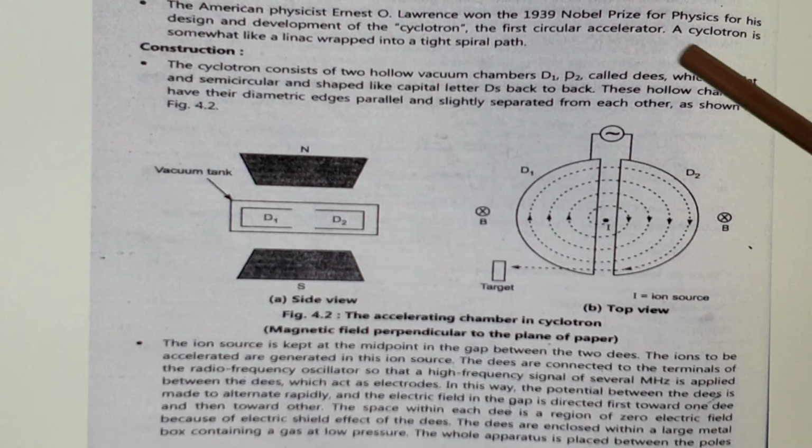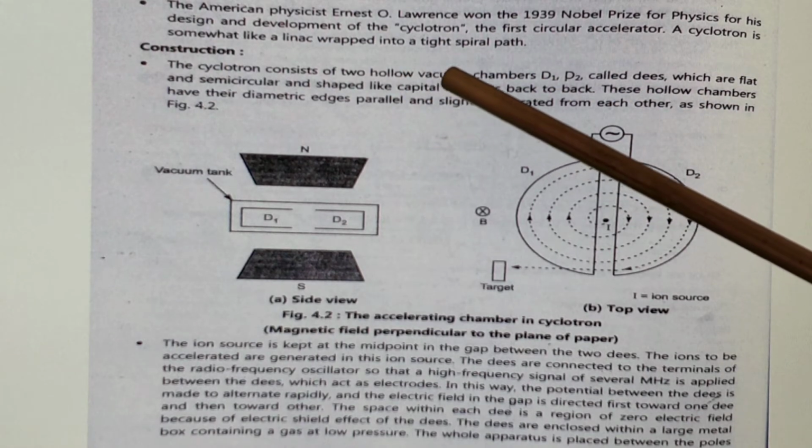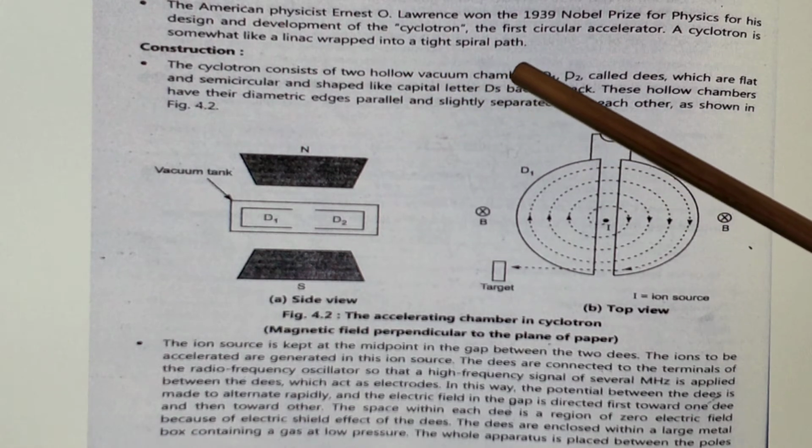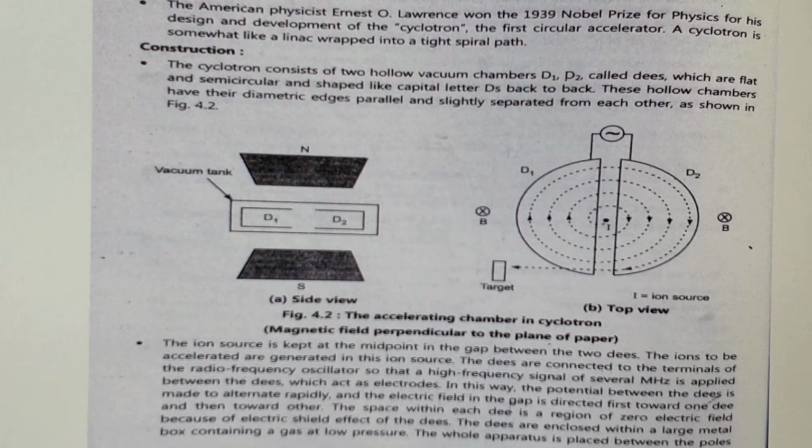A cyclotron is somewhat like a linac wrapped into a tight spiral path. Okay, the structure of a cyclotron is like a wrapped tight spiral path. Now, next we see the construction.